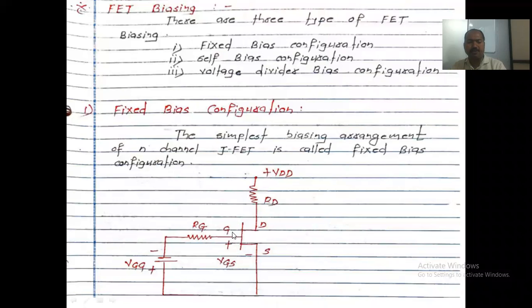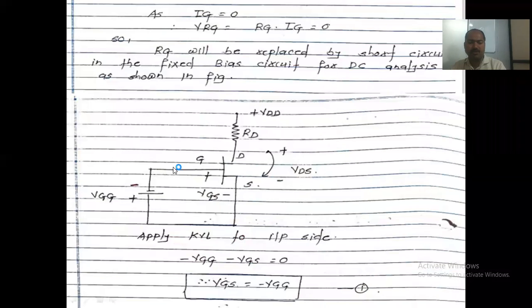We don't need this RG because I equals V upon R, and with I equal to 0 there is no voltage drop across R. That's why RG should not be considered. See here, RG is not considered. So when we remove this RG, the circuit looks like this.